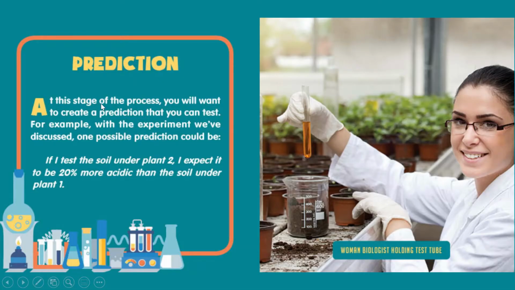Prediction. At this stage of the process, you want to create a prediction that you can test. For example, with the experiment we've discussed, one possible prediction could be, if I test the soil under plant 2, I expect it to be 20% more acidic than the soil under plant 1. There's a woman biologist holding a test tube.